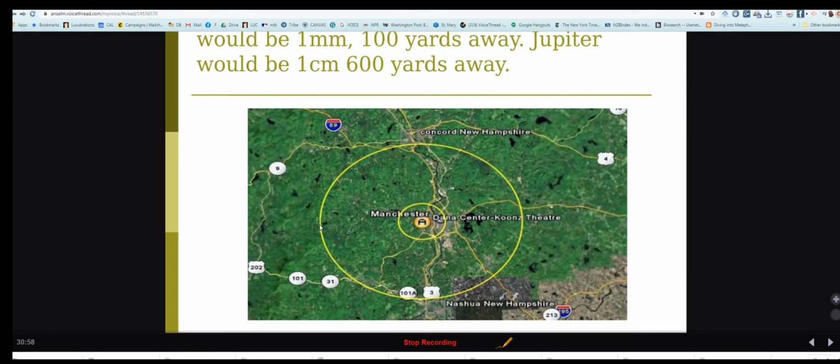Just to compare, if you were the sun, the entire solar system would fit into this smaller circle. The Earth would be where Dana Center was, and Jupiter would be at Cumbes, and even Pluto would fit into the Manchester area. So there's much more space in an atom than there is proportionally in the solar system.